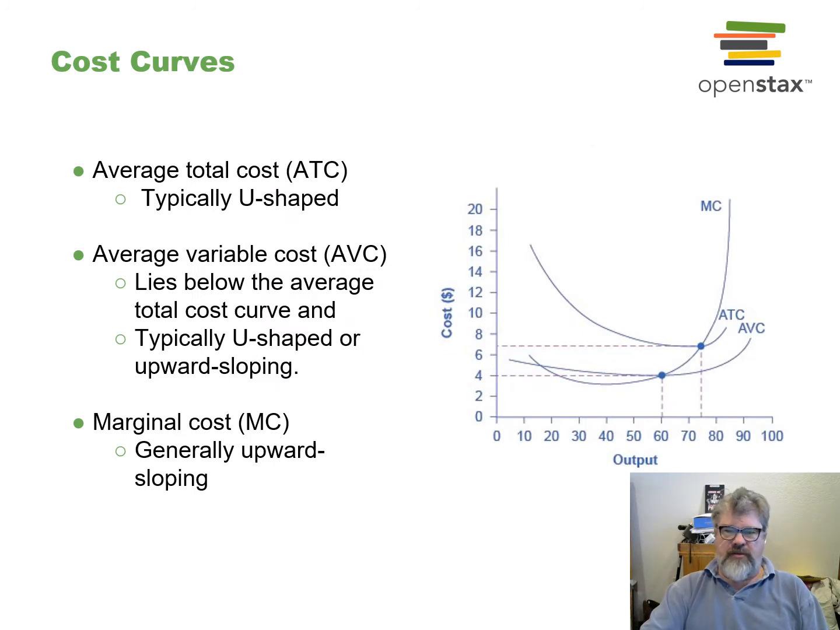Here we have several cost curves. You have the average total cost, and that's typically U-shaped. So you'll see right here, this one here is U-shaped. The average variable cost lies below the average total cost curve and is also typically U-shaped, which would be ABC right here. And finally, you have the marginal cost, which generally slopes upward very, very quickly.